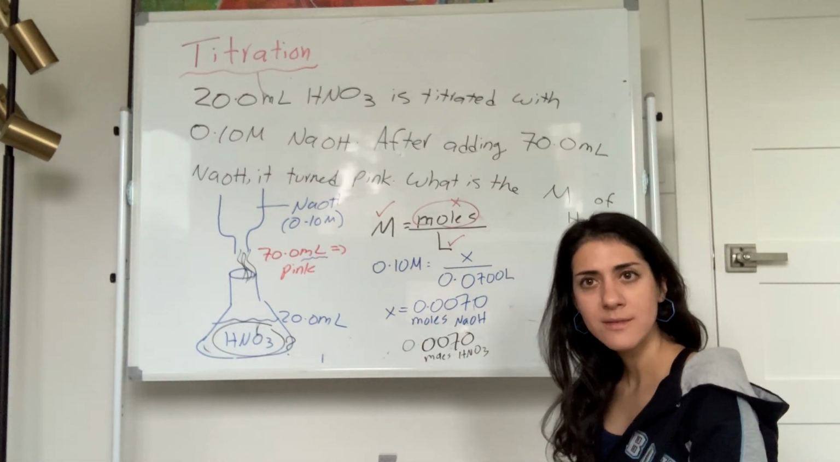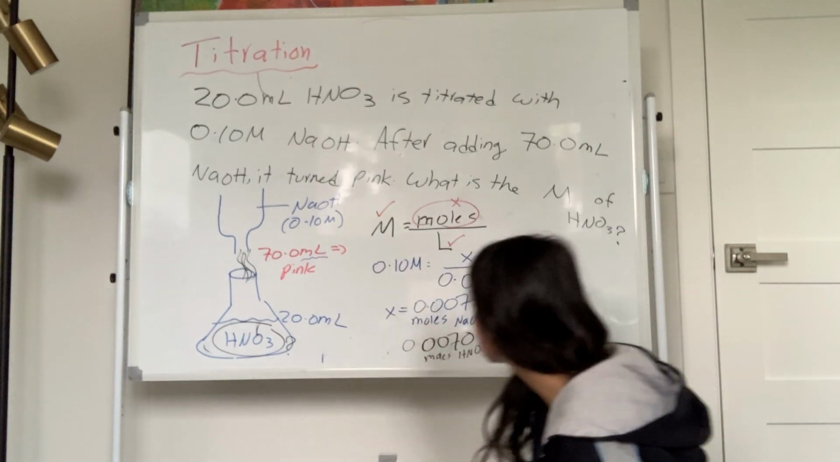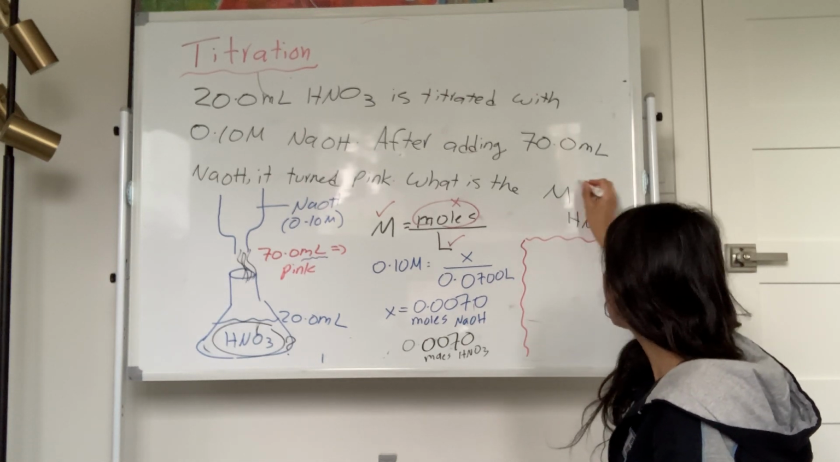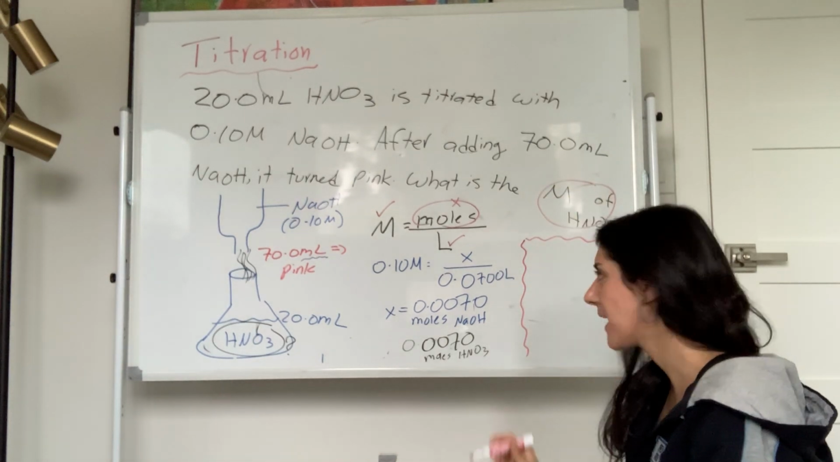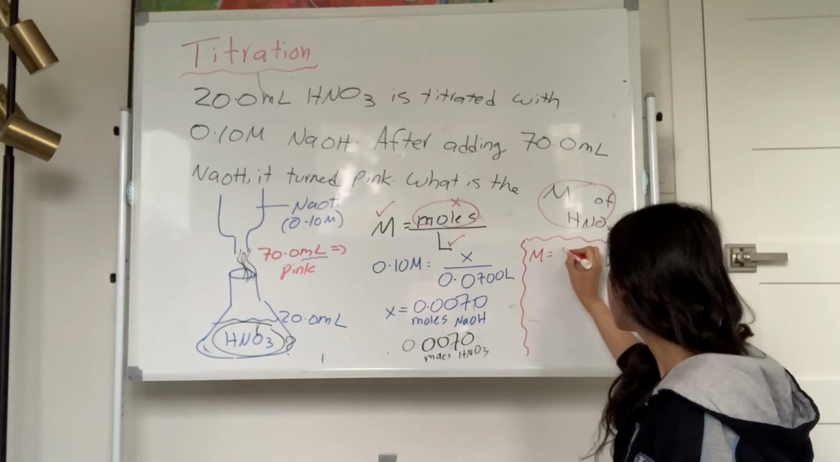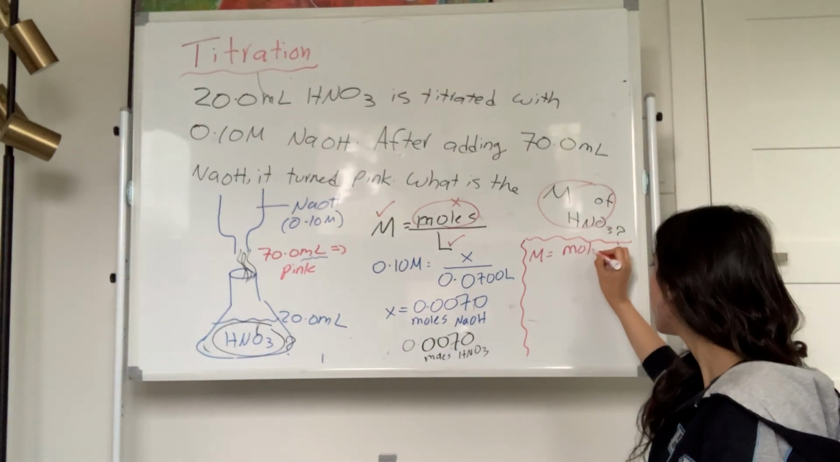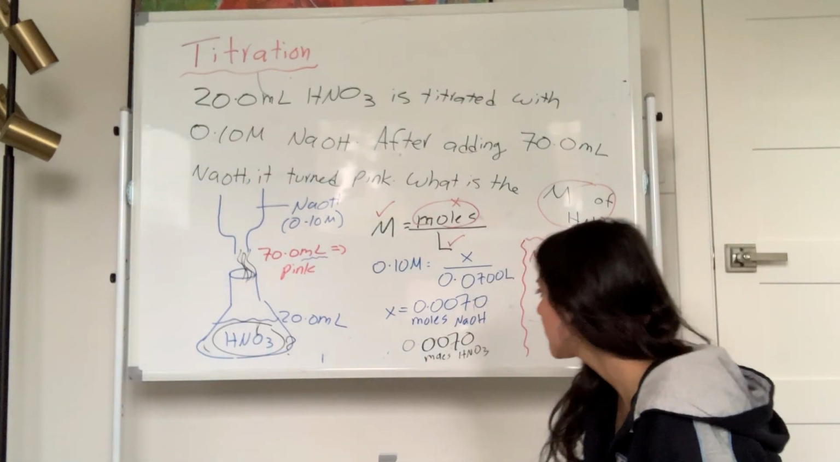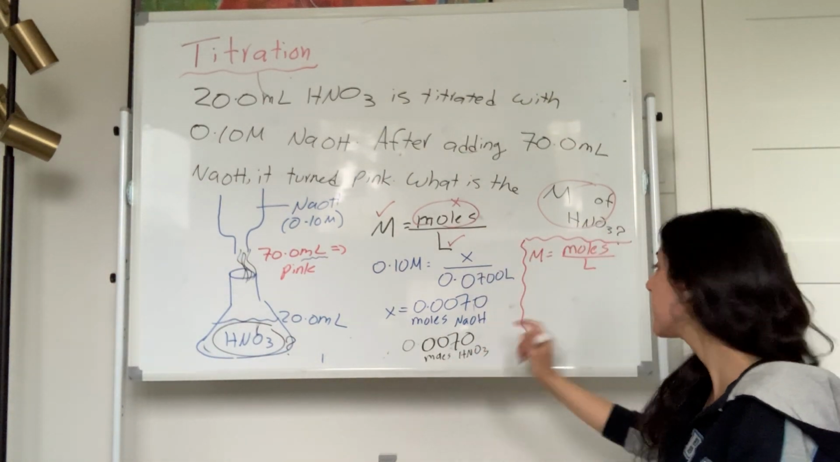Follow me so far? Okay, beautiful. Nice job. Now, what does the question ask me for? The question asks me for the molarity of nitric acid. One more time. What is molarity? Molarity is moles per liter. Do you have the moles of nitric acid? You do. We figured it out.